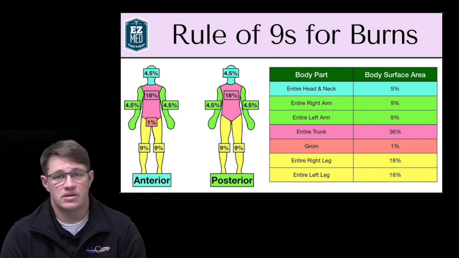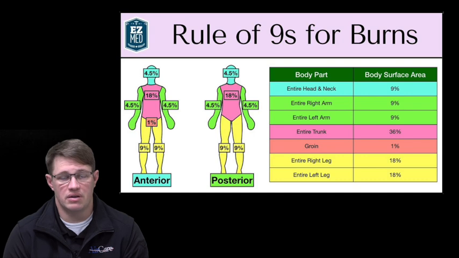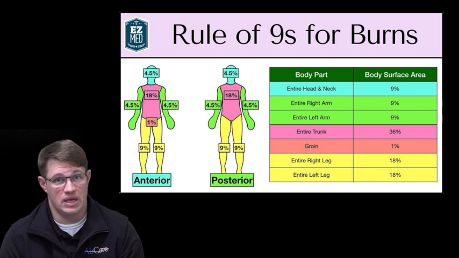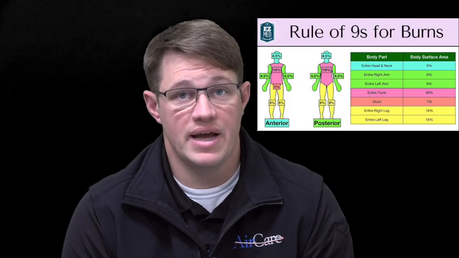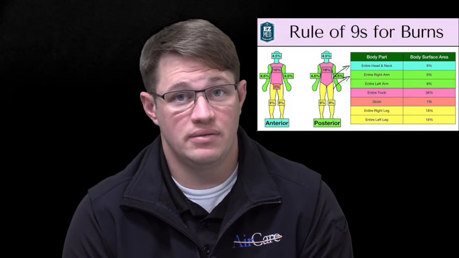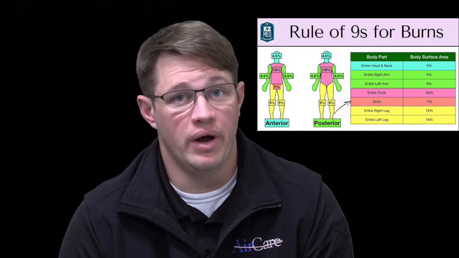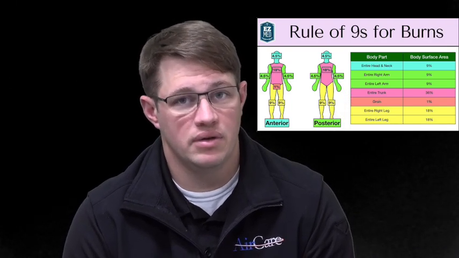Next, legs. So each of my legs is about 18%. Last part, trunk. Trunk is about 36%. And then the groin area is typically about 1%. So when you work it out for the rule of nines, arms and head, 9, legs, 18, trunk, 36, groin, 1. When you add it all up together, 100%.